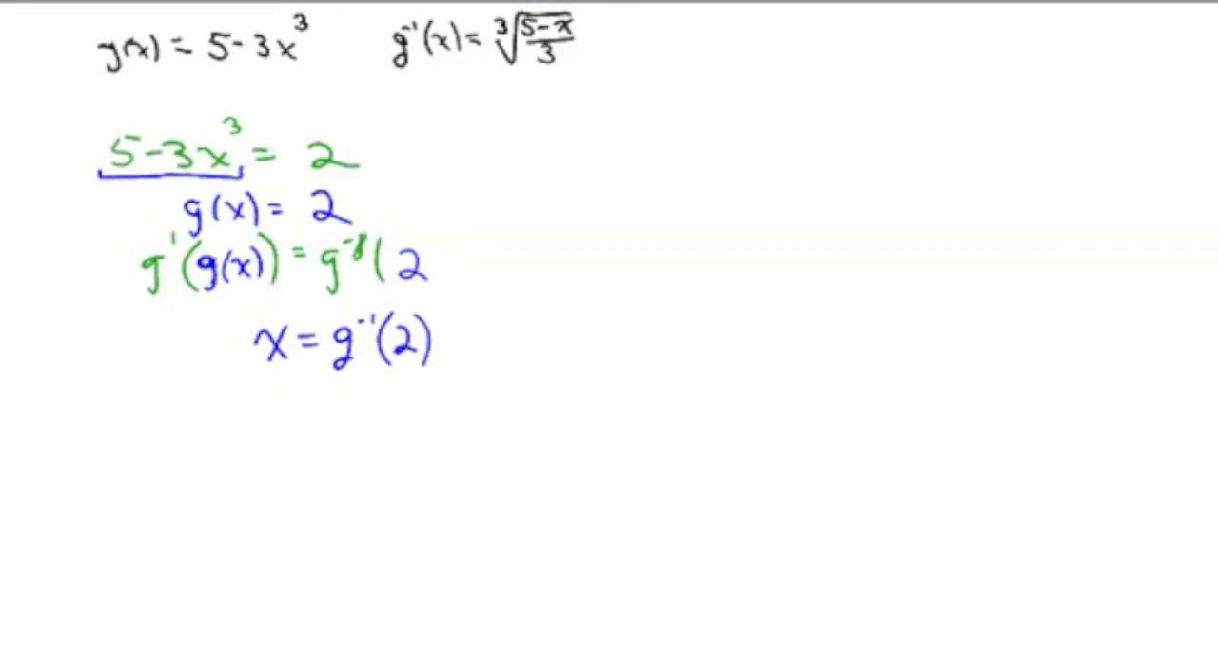This is just that weird function idea. I can evaluate this. Take 2, plug it into this thing. So this becomes the cube root of 5 minus 2 over 3, better known as the cube root of 1, which is equal to 1. So x is equal to 1. Zero algebra. Isn't that kind of cool?